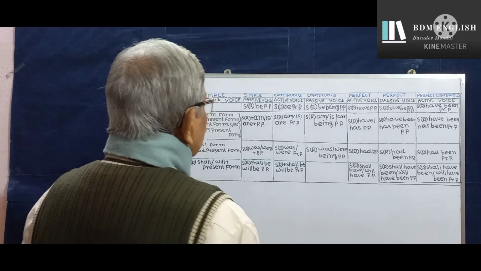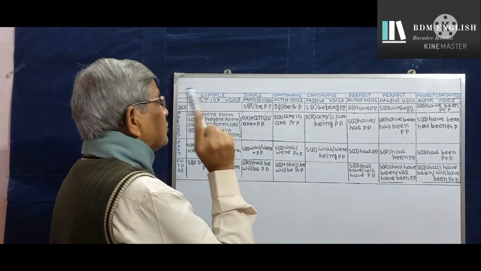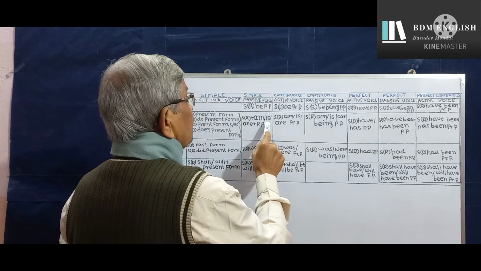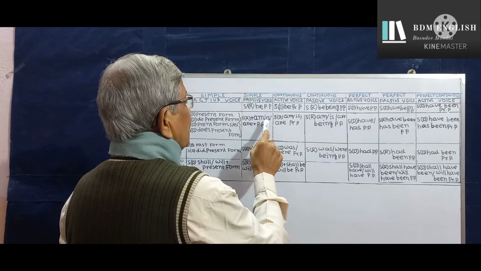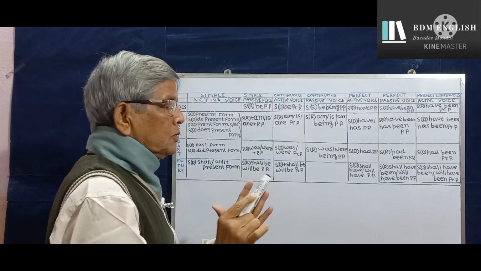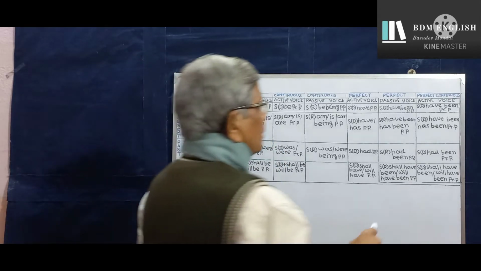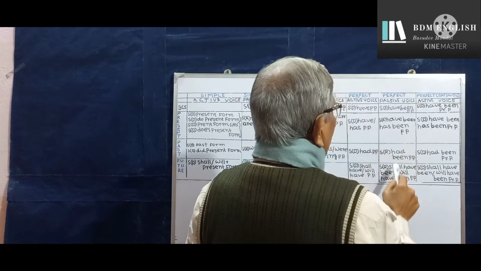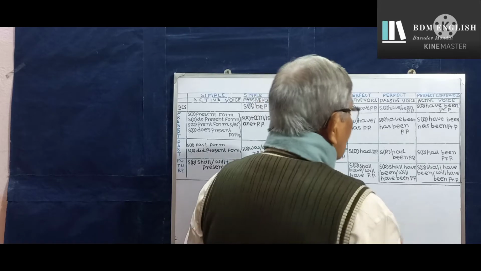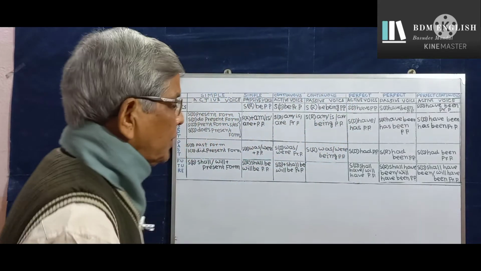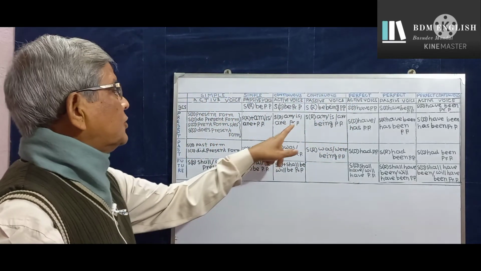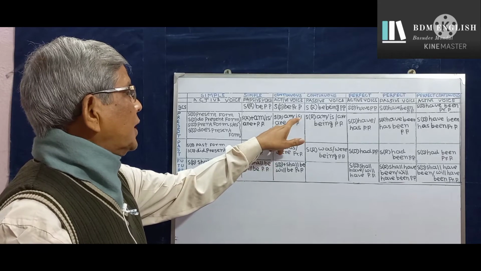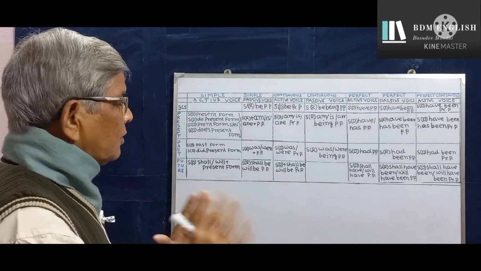To make a negative sentence, we just put the adverb not after the helping verb. Where there is one helping verb, we put not after that. Where there are two or three, in this column we have two helping verbs, and in the future we have three, we put the not after the first helping verb. So we say, the child is not sleeping. The child is sleeping. The child is not sleeping.